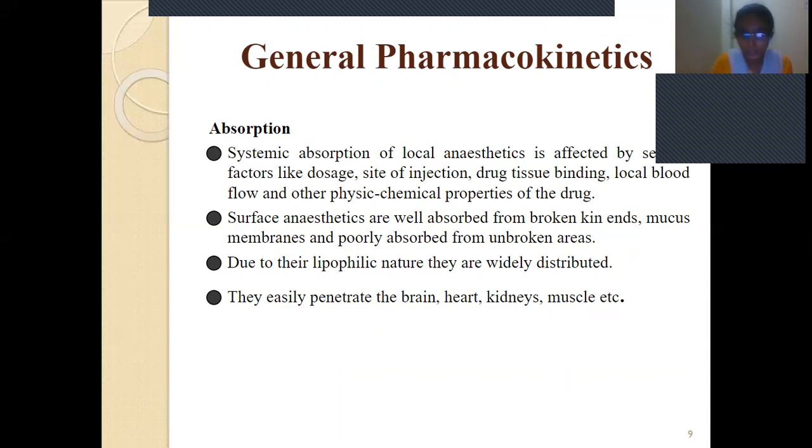Systemic absorption depends on how much dose we are taking, at what site we are giving the injection, the drug tissue binding, and the local blood flow. Systemic means the intravenous or intramuscular route. Surface anesthesia means we are applying it on the skin. It will easily penetrate into the body where there is broken skin, but if the skin is not broken, it cannot easily be absorbed into the body. Since it is lipophilic in nature, it can easily be distributed in our body, and it also reaches the brain, heart, kidneys, and the muscles.